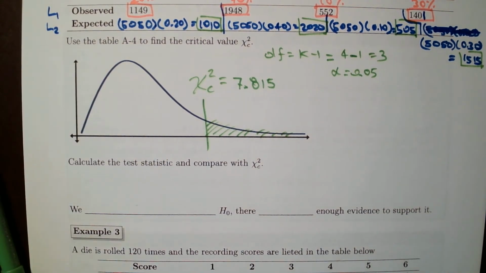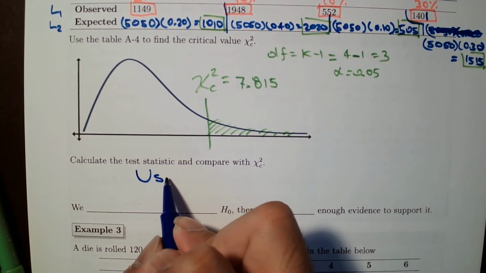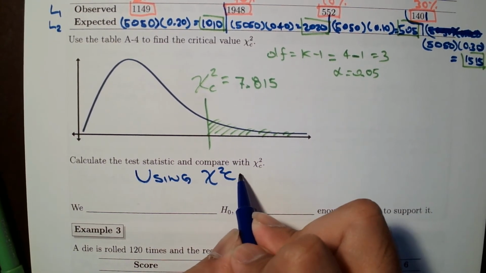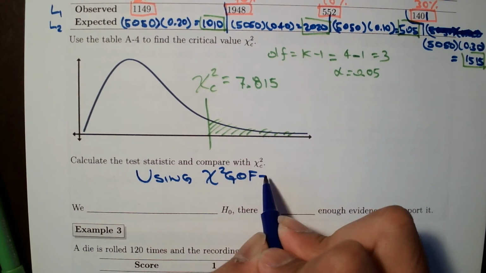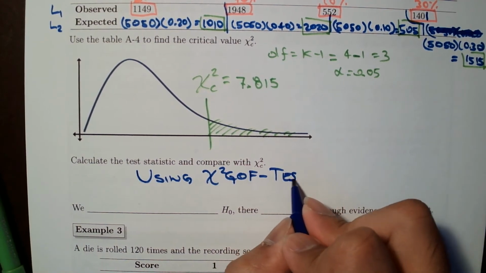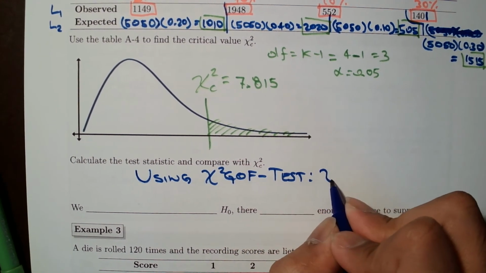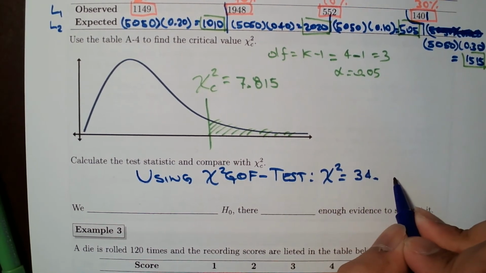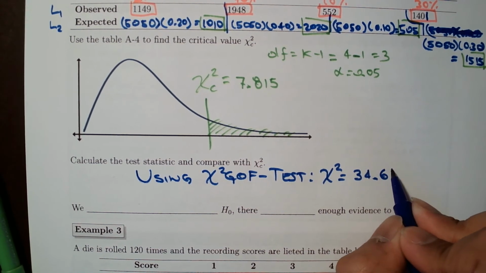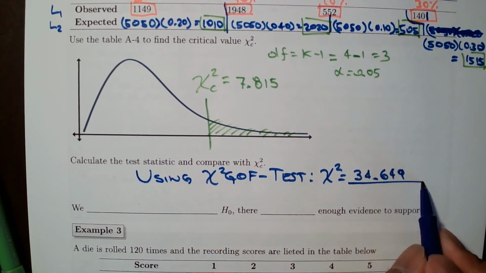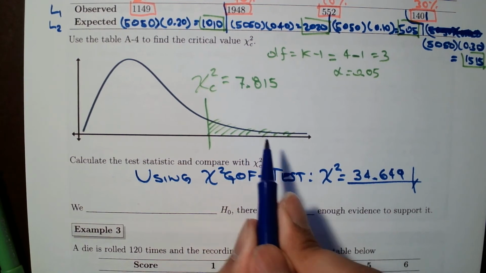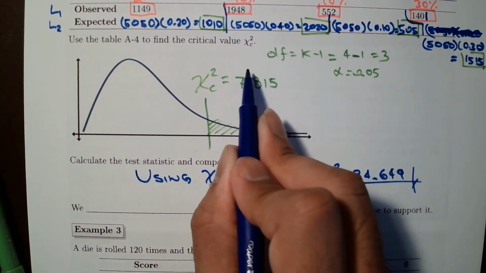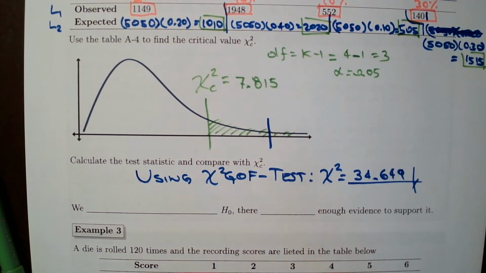So using the chi-square GOF test, we obtain that the chi-square statistic is 34.649. And in this case, time to compare. Notice this number, 34.649, is way bigger than the critical value.